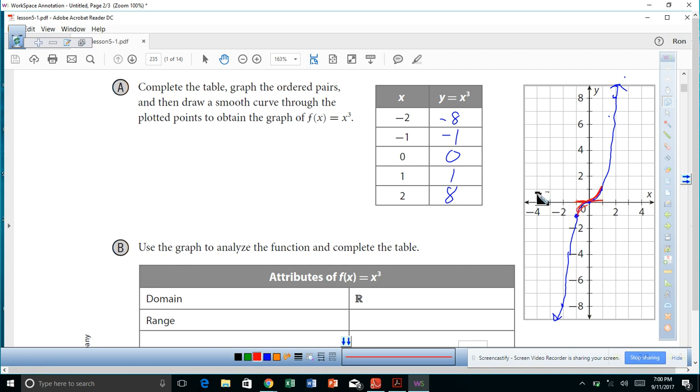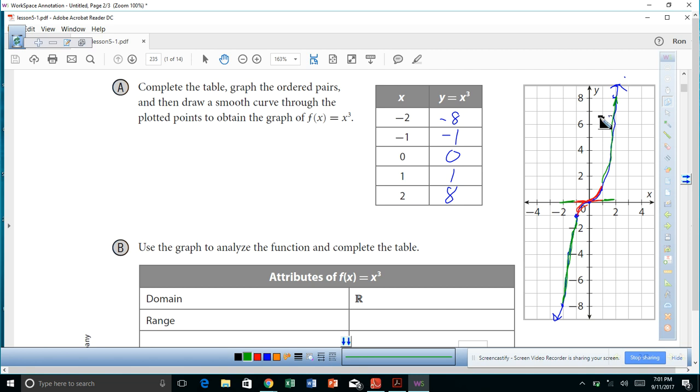Now, what about from -2 to -1? What's the rate of change from there? If you look, that's this spot right here. What's the rate of change there? And from 1 to 2, that's this right here. What is the rate of change?